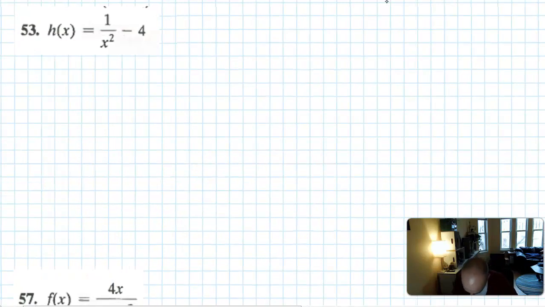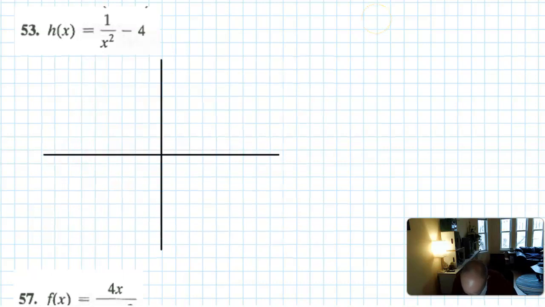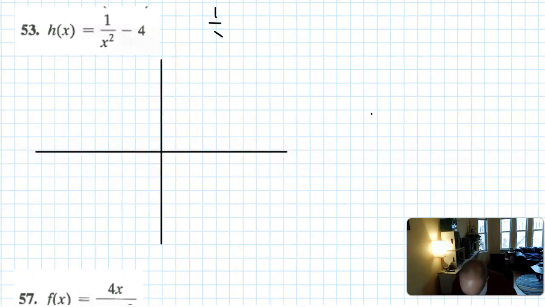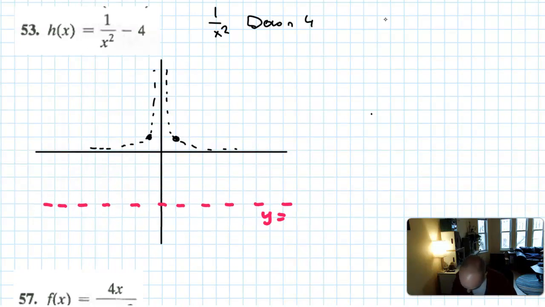Similarly, on question 53, this is a transformation of 1 over x squared. This is 1 over x squared, but it goes down 4. That's the minus 4. 1 over x squared looks like 1 over x, except it can never go negative. So 1 over x squared is going to look like this. If we haven't graphed that before, I think it was on the packet, but in case you missed it, it looks like this. And we're going to take that and move it down 4, so your horizontal asymptote is now going to be at y equals negative 4.